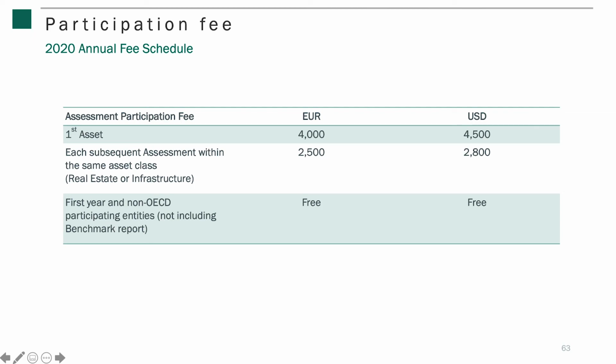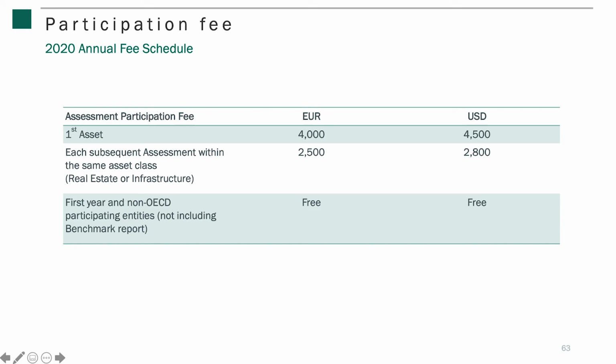First-year participating entities and entities headquartered in non-OECD countries can participate in the GRESB assessment without paying the participation fee. The entity will be benchmarked and will receive a free scorecard and will have the option of purchasing a benchmark report, which is the same rate as the participation fee. Note that first-year participants will only have this option in their first year.